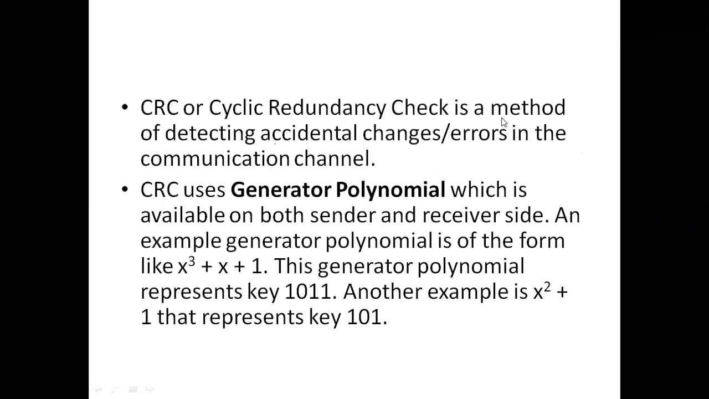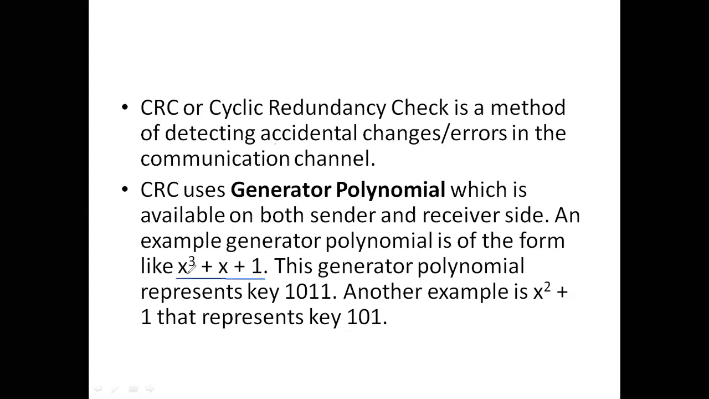Next, cyclic redundancy check is a method of detecting accidental changes or errors in the communication channel. It uses a generator polynomial which is available on both the sender side as well as the receiver side. For this, I'm taking one example. Here the generator polynomial is of the form x cube plus x plus 1.